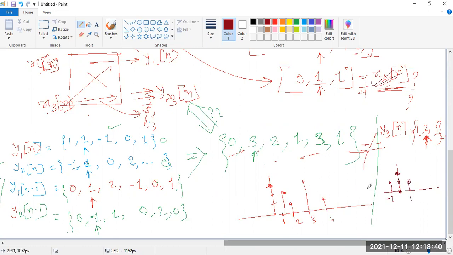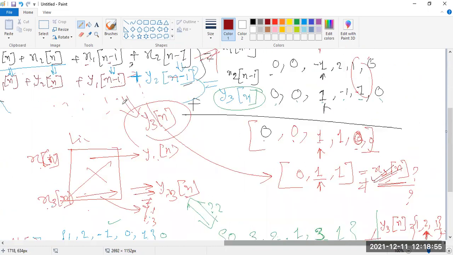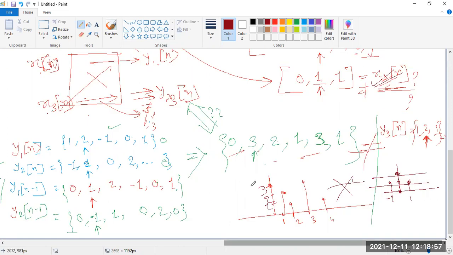Is that the same? No, it is not the same, because here is some 3 term, some 2 term, some 1 term, and here is nothing. So this is not equal. And that's why you can examine that your system is not time invariant. This is time variant, because due to this, the other impulses are coming. So in this way, you can find whether this is an LTI system or not an LTI system.